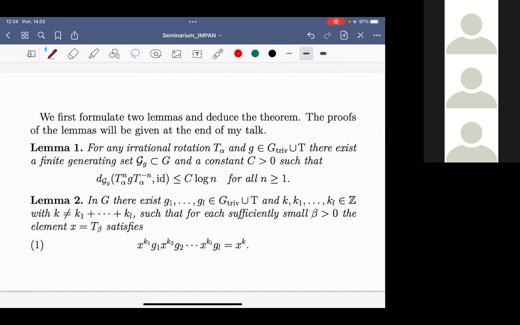So what do we have in Lemma 1? In Lemma 1, we have the following situation. So we have our irrational rotation, and we take an arbitrary function which is either G-trivial or a rotation.